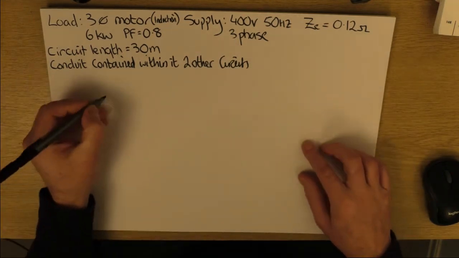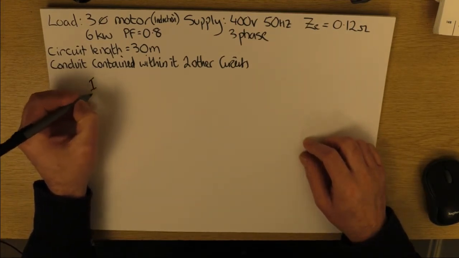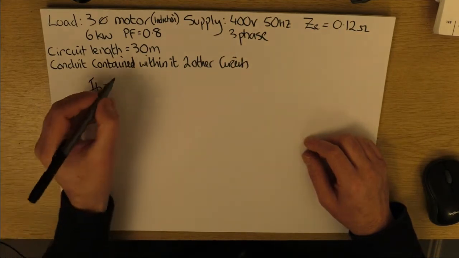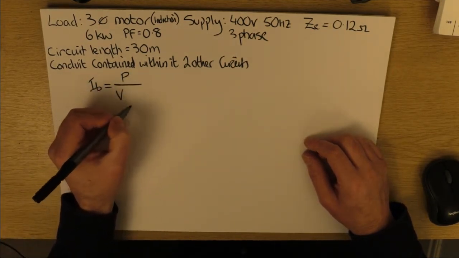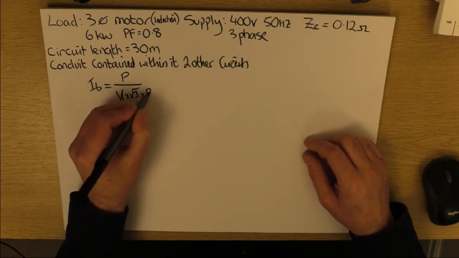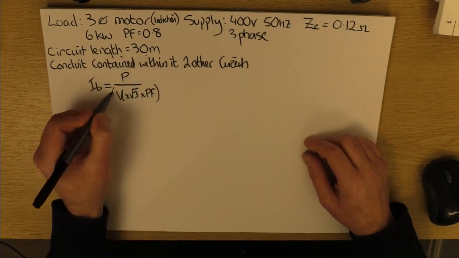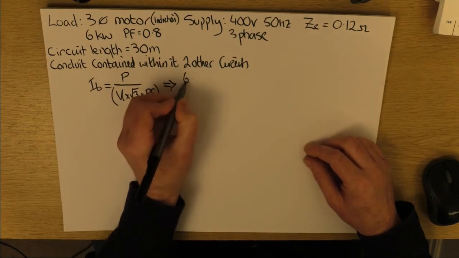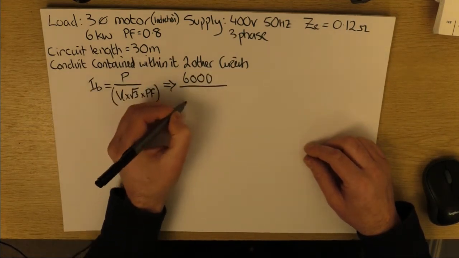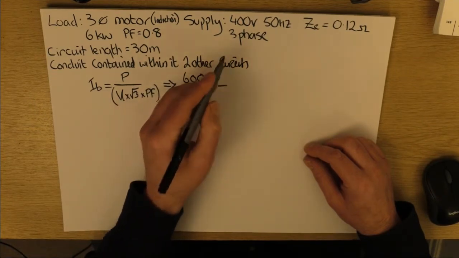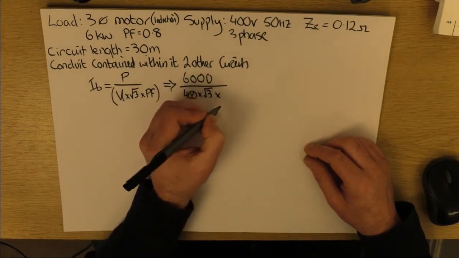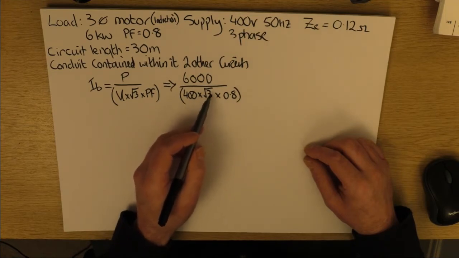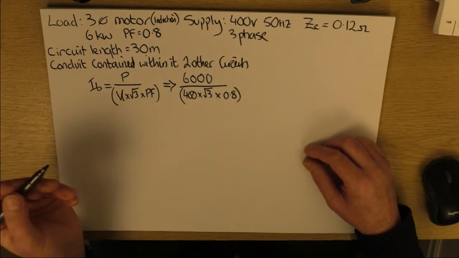But anyway, this is just level 3, and with level 3 and any level actually, we always start with our design current. Now this is a three-phase load with power factor. So the equation we're looking for is going to be P divided by U times √3 times the power factor and times efficiency, but we're not going to bother with that. Turning that into what we've got: 6,000 watts divided by our U of 400, that's line voltage, times √3 times our power factor of 0.8. That √3 is a standalone thing. Be careful that doesn't extend over the power factor when you're putting it into a calculator.